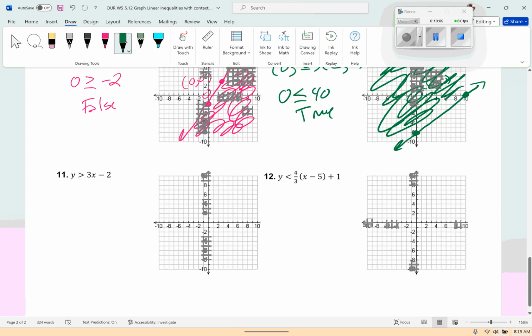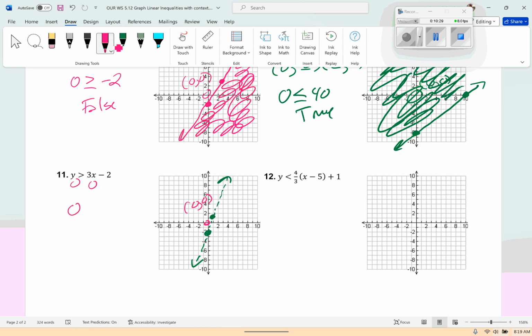Okay, number 11, the y-intercept is -2. We have a slope of up 3, right 1. This is dotted. Now, if you drew it well enough, I'm pretty sure you can see that the 0, 0 is over on the left side. So if you plug 0, 0 in, take a look at it.